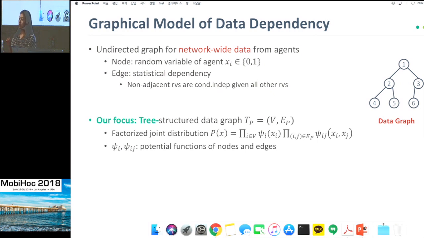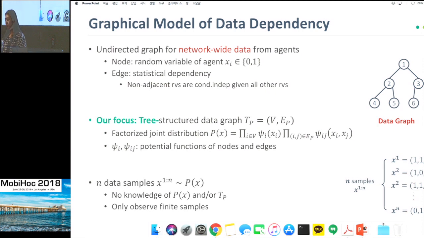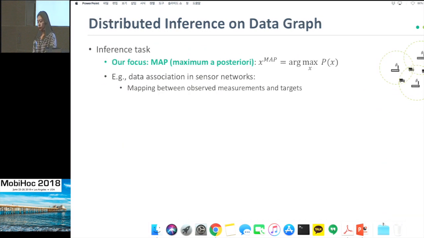Here, we focus on the tree structure data graph, which has this factorized joint distribution form with each node potential function and each edge potential function. We also consider the case that we have n data samples from the unknown joint distribution, which is the tree structure distribution, and we now study how to learn the cost-efficient data graph using this observed finite number of data samples.